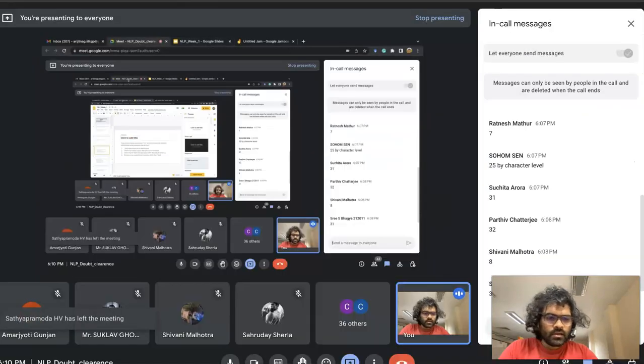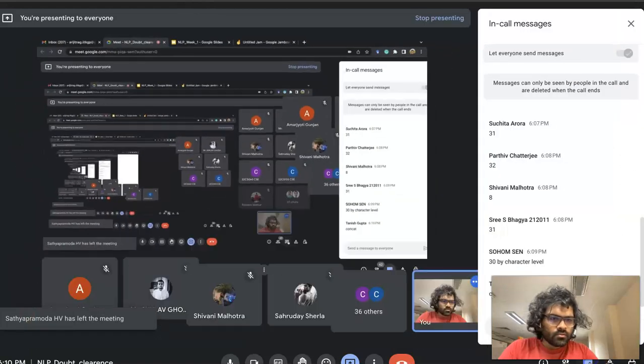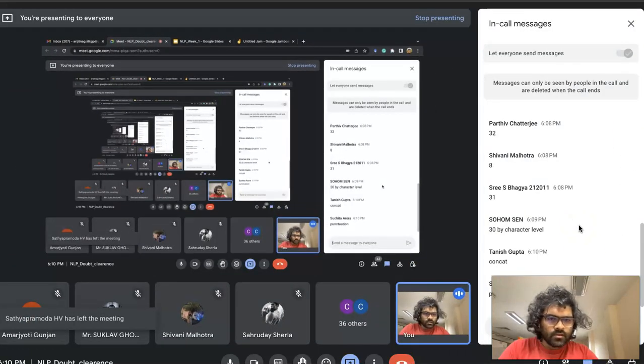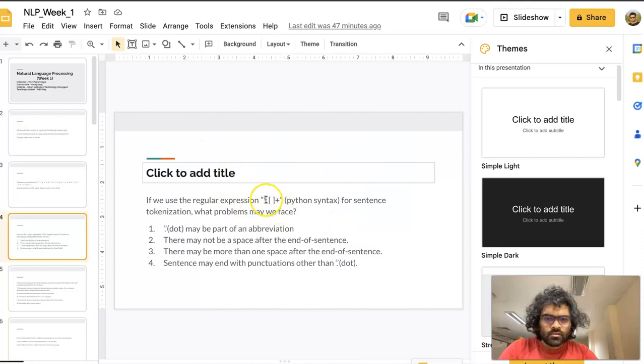Does anyone have any idea? Let's see. Someone says it's concat punctuate. Can you please elaborate more? What actually is this regex? Have you heard about regular expression? I hope so. Basically this is a regular expression, and this syntax is a Python syntax.